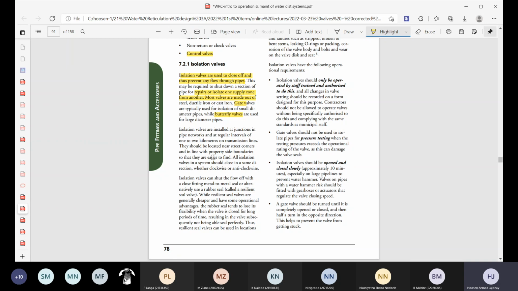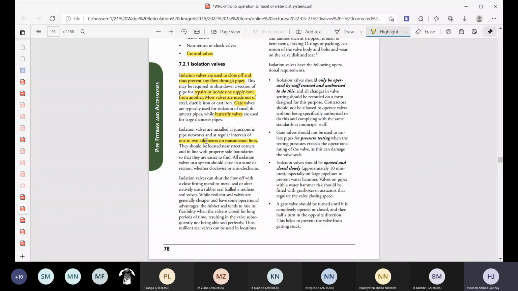They are usually installed at junctions in a pipe network, where one pipe tees off from another pipe, and you want to control that. The intervals spoken about are 1 to 2 kilometers on transmission lines. You wouldn't want very long pipelines with just one valve on them, because then when you need to shut off, you will shut off a large area.